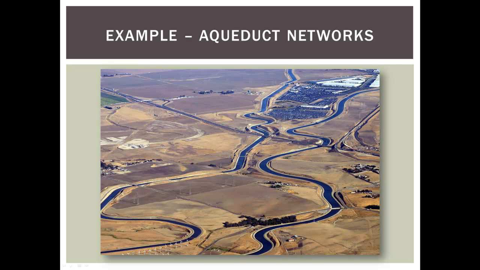So the interstate highway system, the petroleum pipeline system, the internet network system, and the aqueduct system are all capacity constrained networks that in one way or another we experience every day.